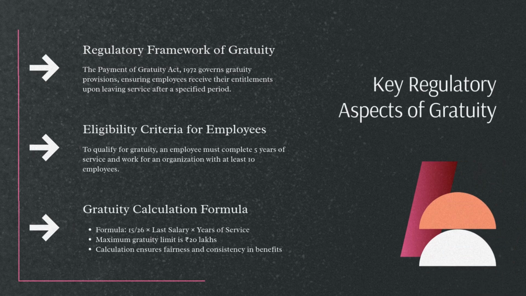Gratuity in India is governed by the Payment of Gratuity Act 1972. It is a statutory retirement benefit paid to employees as a token of gratitude for long and continuous service. Eligibility: any employee who completes 5 years of continuous service with an organization having 10 or more employees is entitled to gratuity. The benefit is typically calculated as gratuity equal to 15/26 × last drawn salary × years of service. Here, 15/26 represents 15 days salary for every completed year of service.